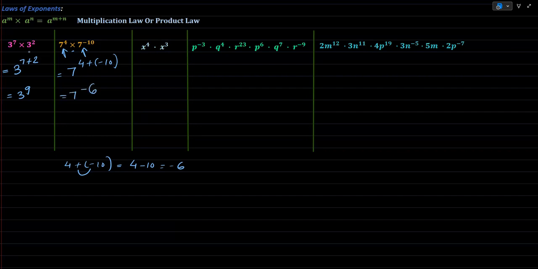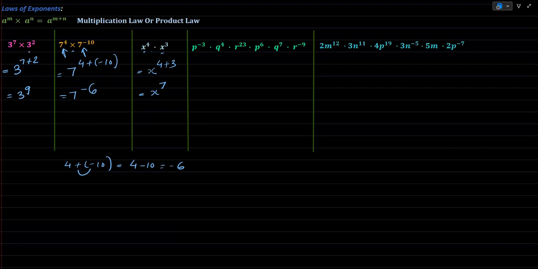Cool. Let us go to the next example very quickly. Here we have x to the power 4 into x to the power 3. Again, base x, common base, they are in product. Write common base x and add the powers. And this will be x to the power 7.